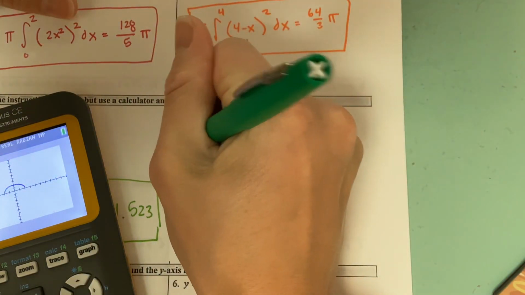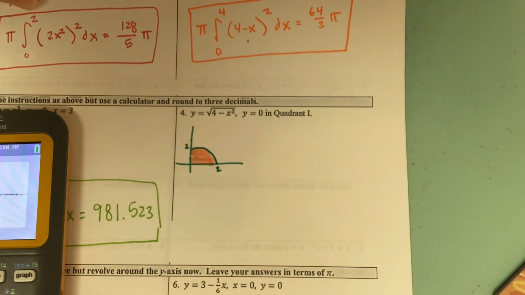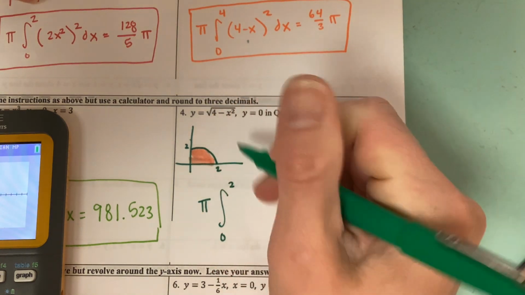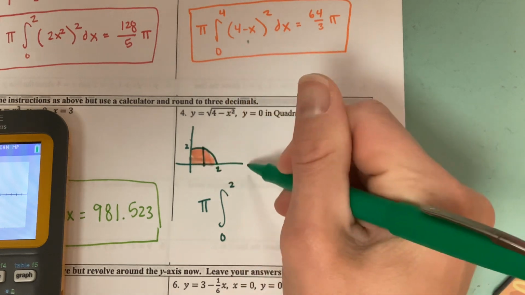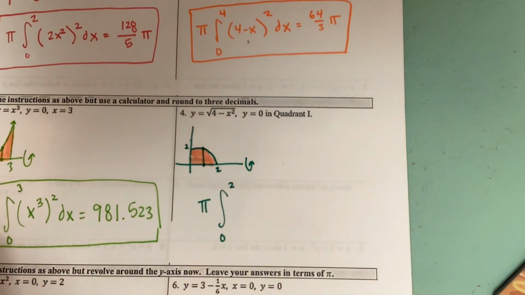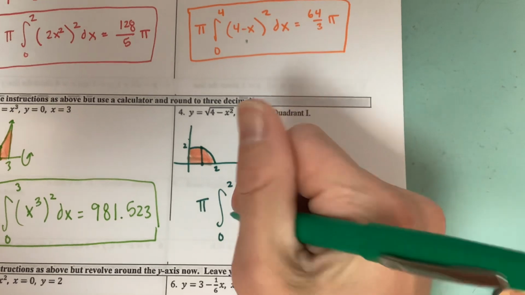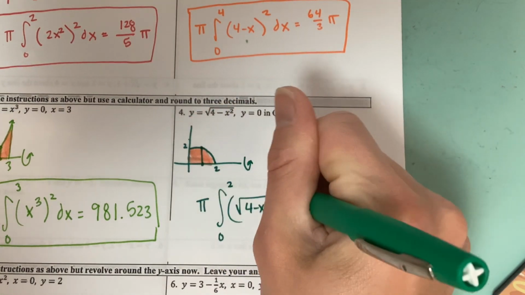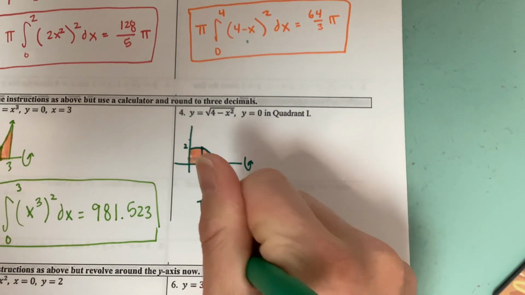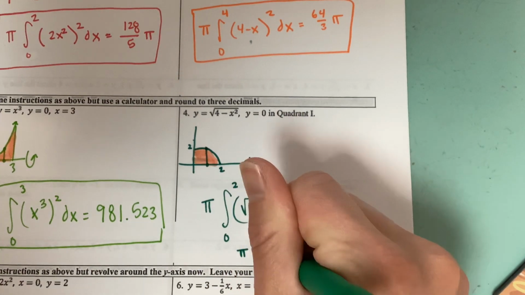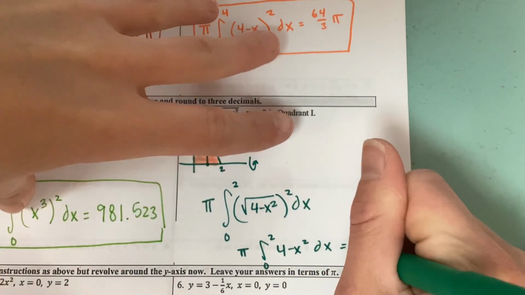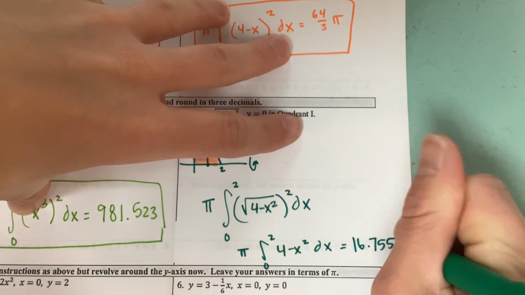All right, so we're up here at 2. This is also at 2. So we are going to go pi r squared, the integral from 0 to 2, and we're still revolving around the x-axis. The top function is going to be the square root of 4 minus x squared, being squared. So those are going to end up canceling. So you could also write it as just 4 minus x squared dx, which is going to be 16.755.